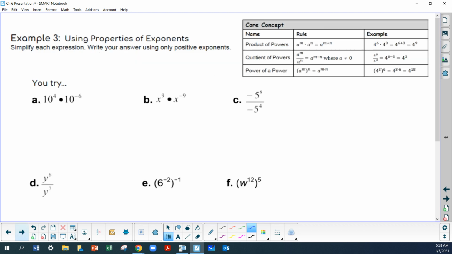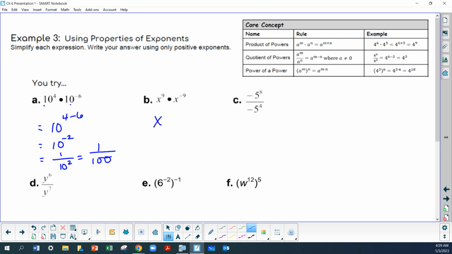Example 3, you can try these on your own if you want. I'm going to walk through them just to make sure you get them right. Otherwise, just page forwards and look at the final answers once you've done yours. Okay, a power times a power is the product rule. I add the exponents, giving me 10 to the negative 2, and a negative exponent says move it. If it's in a numerator position, move it to a denominator. Looks like we get 1 over 100.